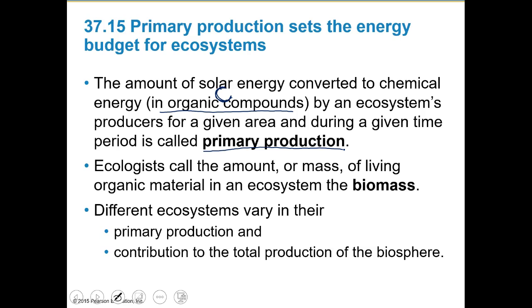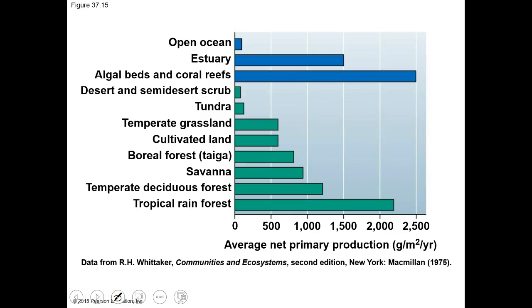Ecologists call the amount or mass of living organic material in the ecosystem the biomass, so the mass of living organic material. Different ecosystems vary in their primary production and their contribution of total production to the biosphere. You can look at some of these, which is fascinating.